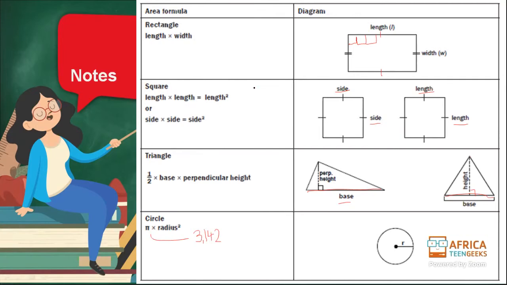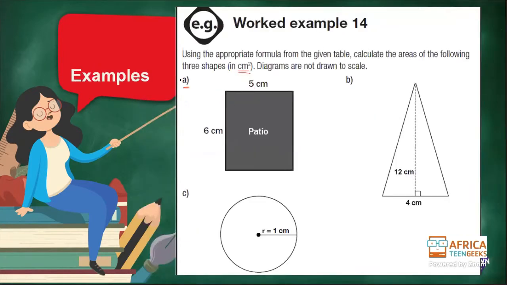Right. So I need you to tell me what's the area of number A, letter A. Okay, I'm giving you just 1 minute for this one. What is the area of the patio?